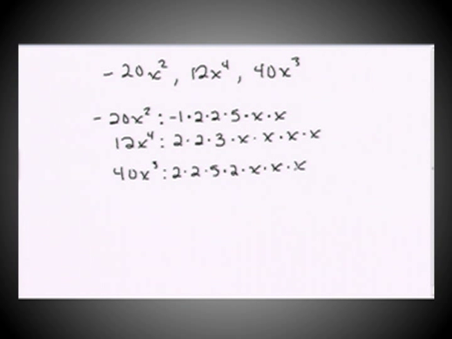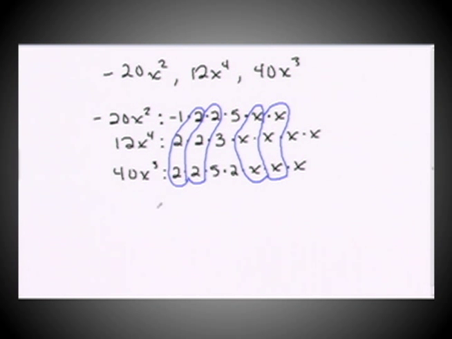Now the next step for finding the GCF is to identify all of the common factors between these monomials. So I'm going to come back and note each of the factors that they have in common. So they all have a 2, they all have another 2, and they each have 2 x's. So you're only wanting to identify the factors that they all have in common. And then the final step is to multiply each of those factors to form the GCF.